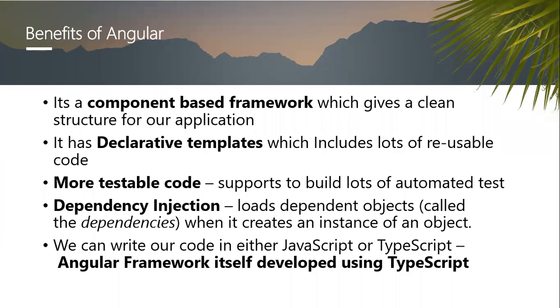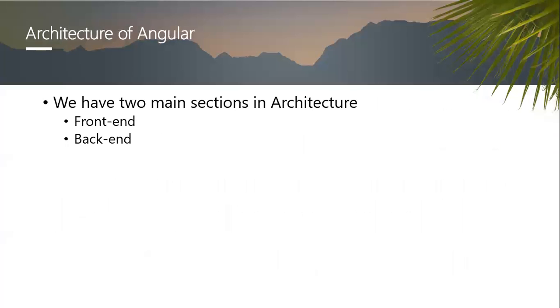When we write our code in either JavaScript or TypeScript, it will be converted into TypeScript, because after Angular version 2, everything is TypeScript. The Angular framework itself was developed using TypeScript, so we can be sure it is very popular and powerful in the developer world. Microsoft is using TypeScript in many of their projects. Dependency injection loads only the dependent objects at runtime, or during the instance of the object. So we don't have to inject all the dependencies at the start itself. We can load them whenever they are needed.